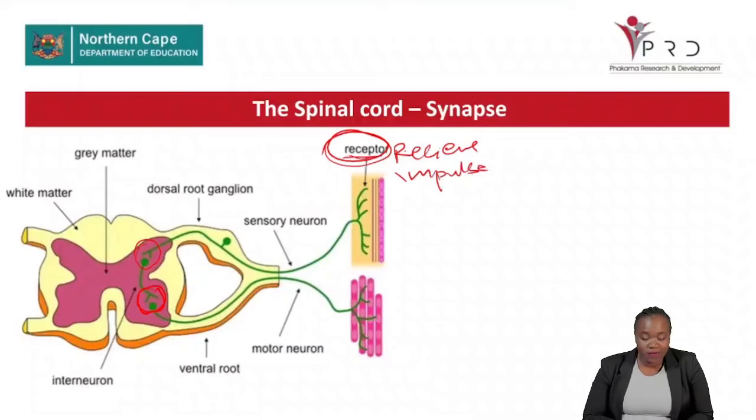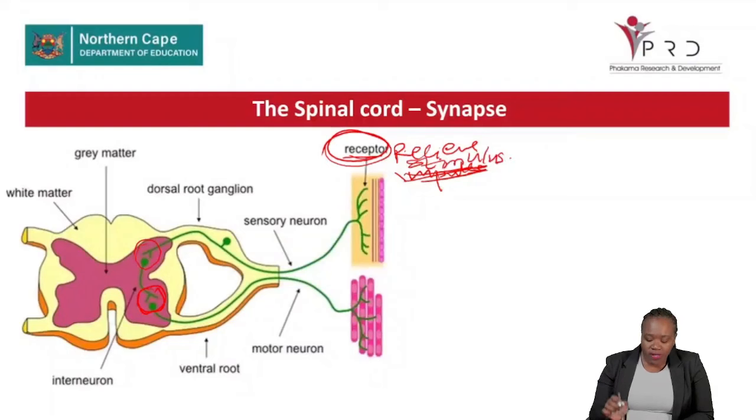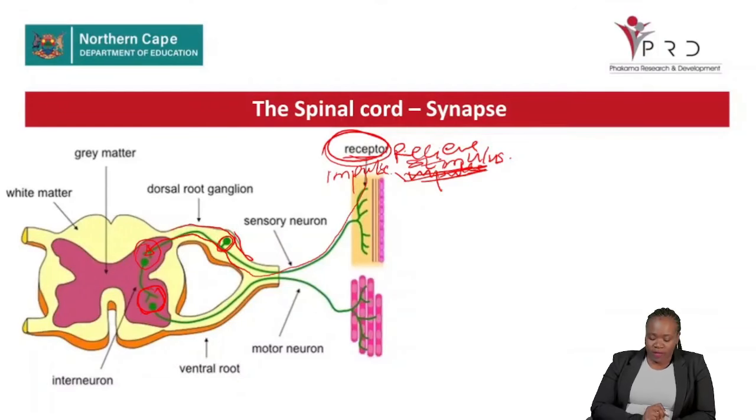Now this receptor receives the stimulus and then it converts the stimulus into an impulse. Right, and then this impulse is now going to be transmitted by the sensory neuron into the central nervous system, into the brain or into the spinal cord. Right, there we can see the dorsal root ganglion again. We can see the cell body over there again.